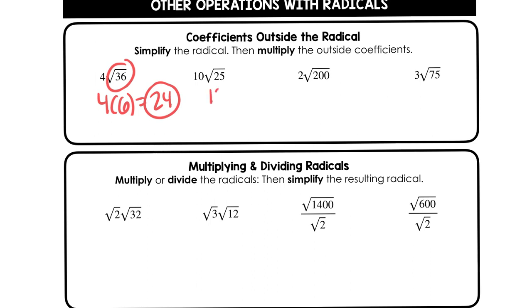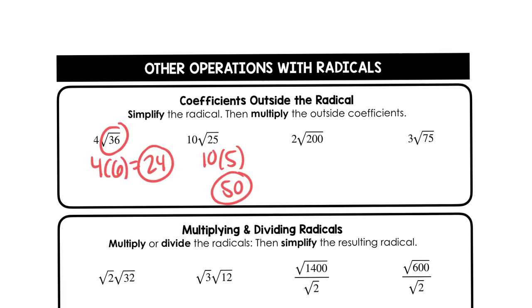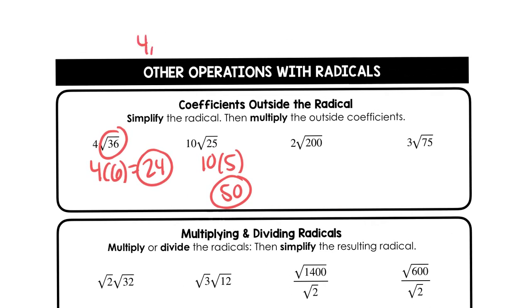Similarly, square root 25 is 5. So it's 10 times 5. 10 times 5 is 50. Square root 200. 200 is not a perfect square. So we want to think of our list of perfect squares. Sometimes it's helpful to just kind of rewrite it, especially if you're not very good at writing it out.